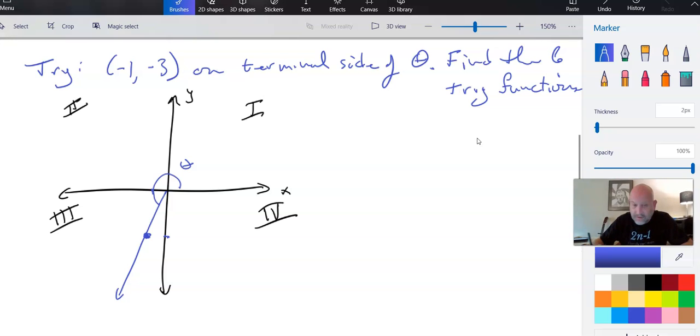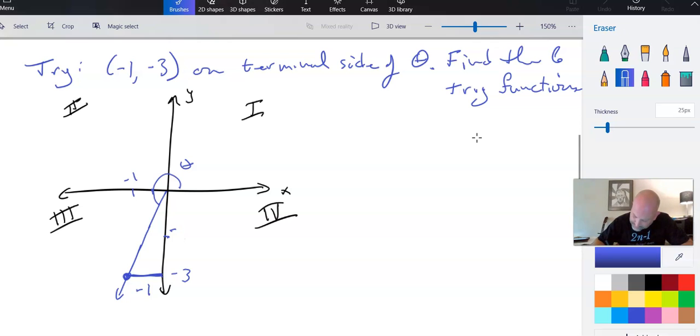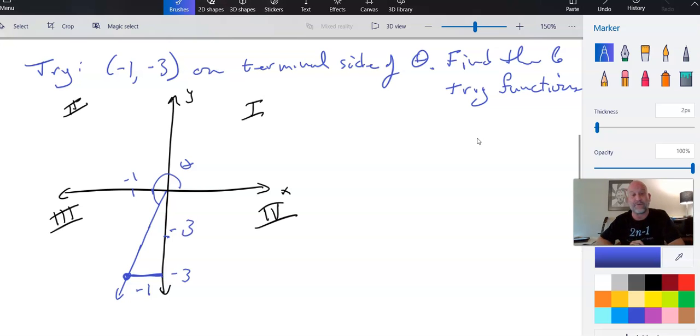Actually, I'm going to draw this a little bit bigger. I'm going to move this point over, so that's -3 and that's -1. What that means is that this side of the triangle, this side furthest south, is -1, and that side is -3. So we have two negative sides of the triangle right now. And we need to find the other side if we're going to find all six trig functions. So we'll use the Pythagorean theorem again.